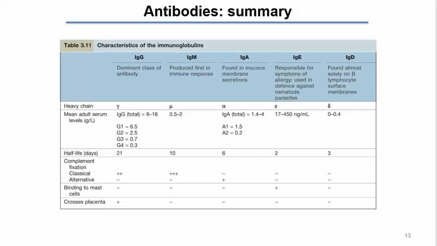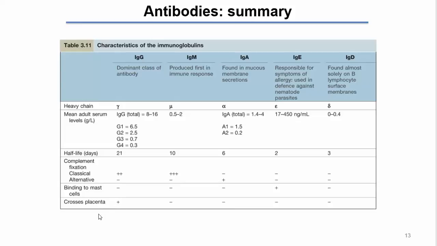So this is a summary. I'm not going to spend any time on it, but IgG is the dominant one. There's most of it there. They last 21 days. They are involved with fixing complement. They don't have anything to do with mast cells, but they cross the placenta.